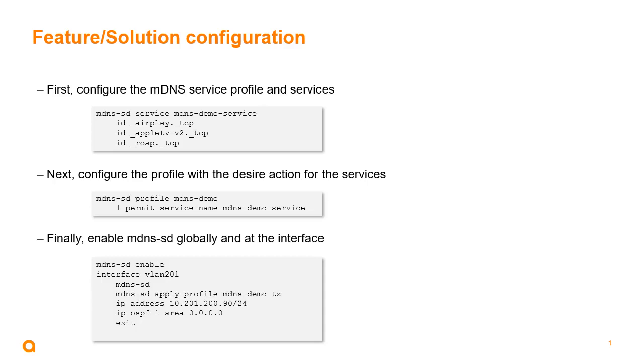And then next we want to actually configure the profile, where we'll give the action for those services. We configure the profile using the mdns-sd profile command, and then we can permit or deny the service name, which we just created in the previous command. Finally, we want to enable mDNS globally and at the interface. So we use the mdns-sd enable command globally, and then under the interface we have to enable mdns-sd as well as mdns-sd apply profile, with the profile we have already created. Once we've enabled all those commands, we're ready to go.